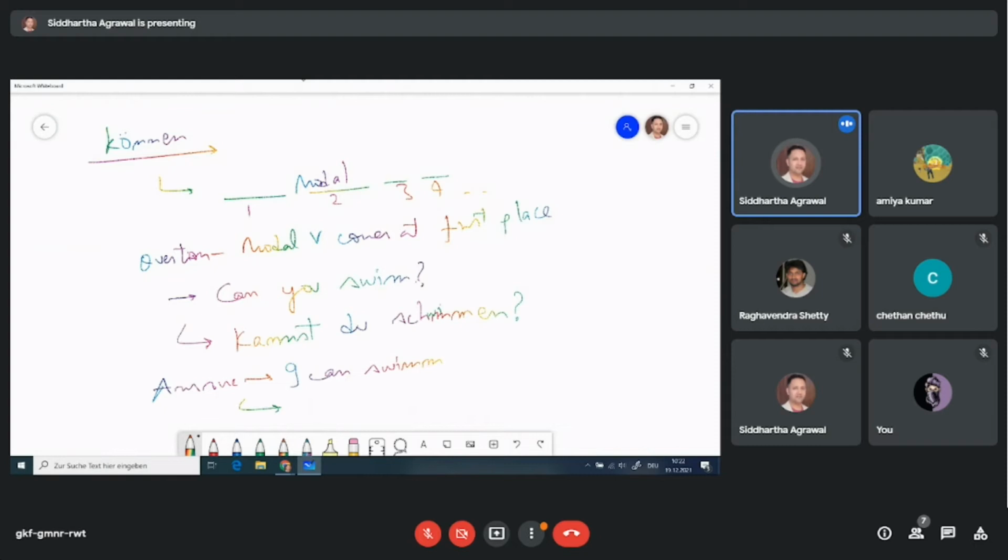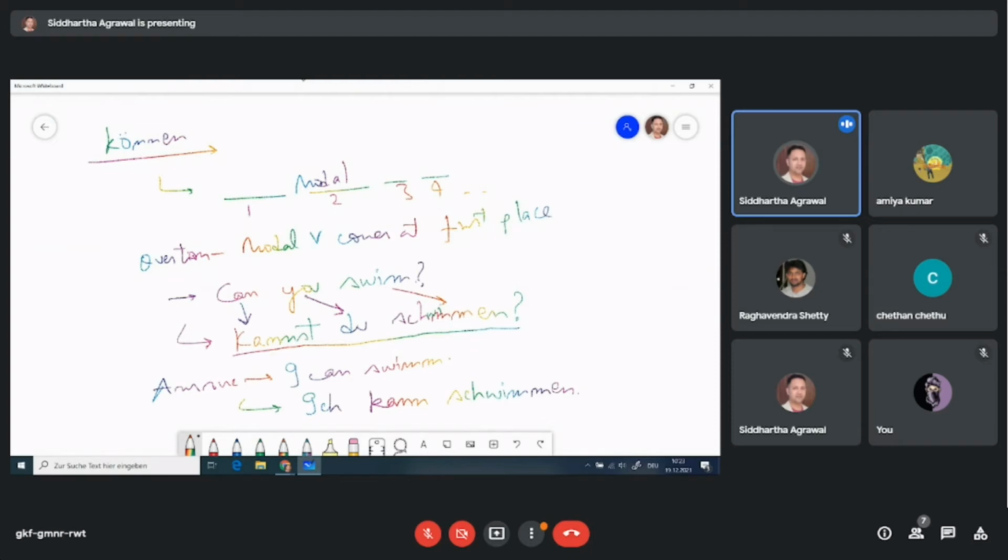Right, absolutely correct. So you see, especially Amia, you can observe here that when we are asking a question and we are using a modal verb, the modal verb comes at the first position. Kannst du schwimmen. So this is, if you see, like one-to-one transliteration from English. Can becomes kannst, you is obviously du, swim becomes schwimmen, right? However, of course, in the answer it is just the same. I can swim becomes ich kann schwimmen, right?